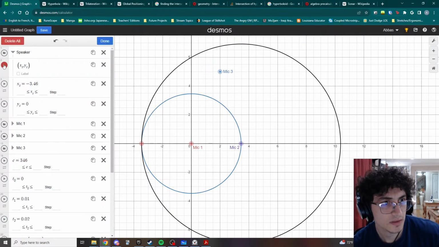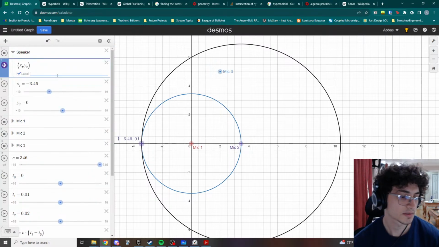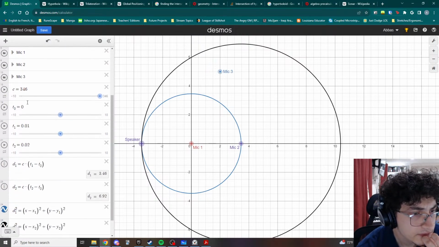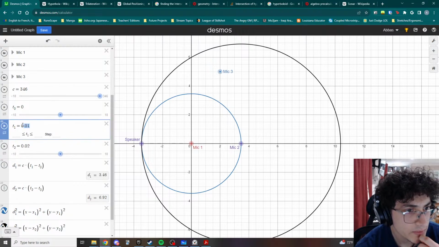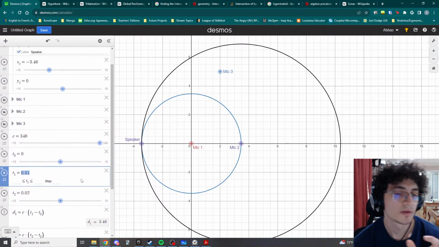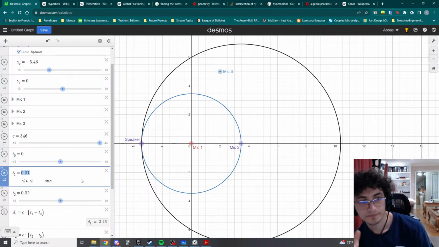Let's change the color real quick, and let's label it as the speaker. T0, T1 is going to be the distance. Okay, so the time that it takes to go from speaker to mic 1 is going to be the distance divided by the speed.